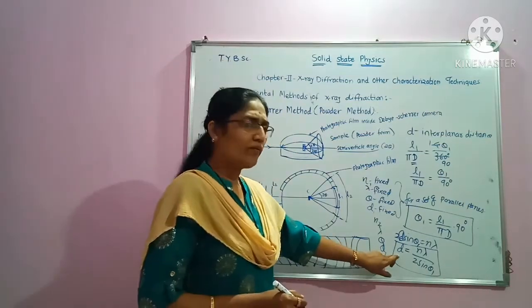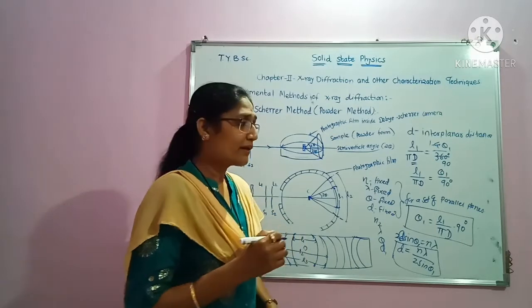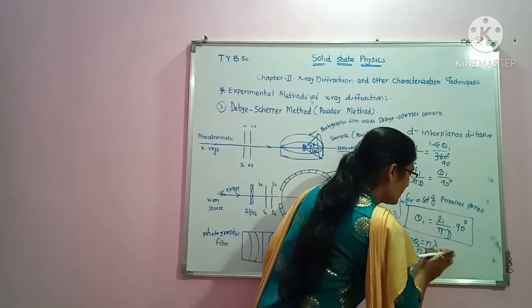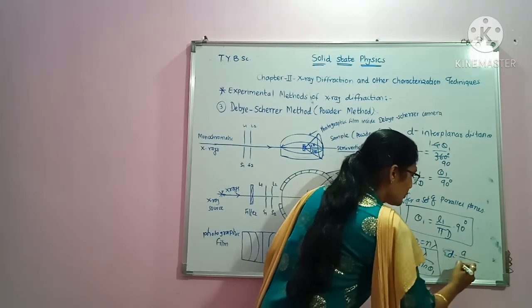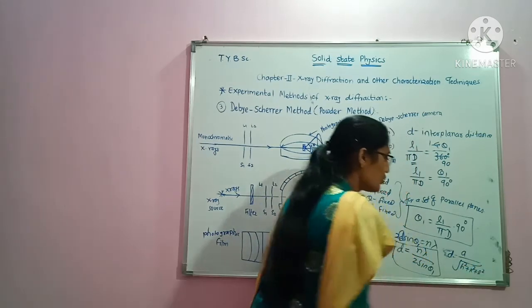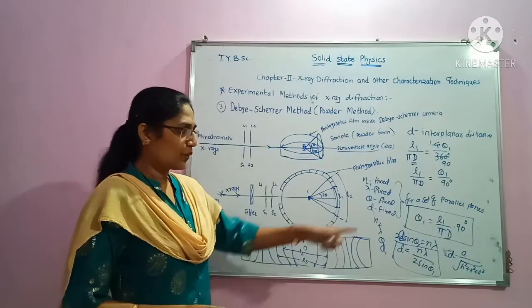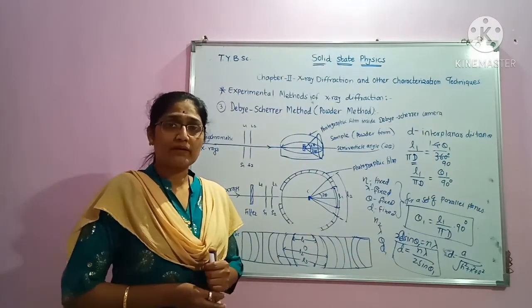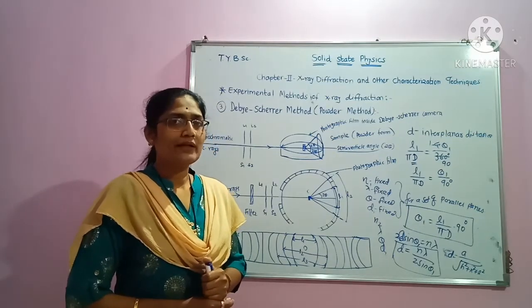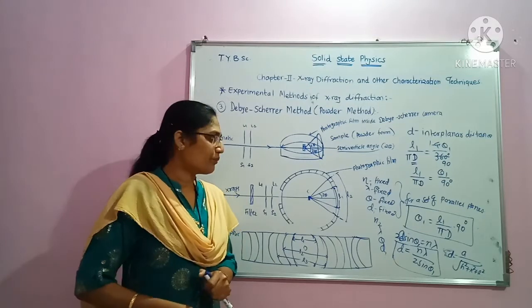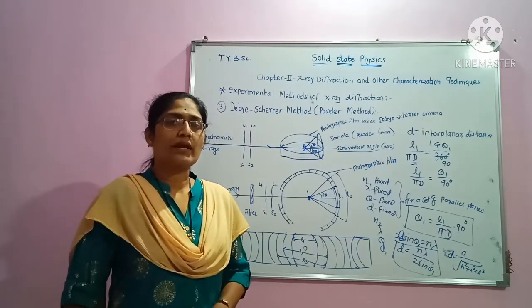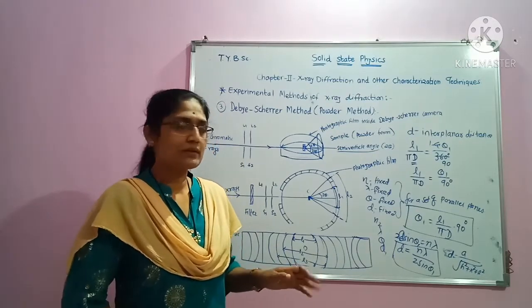Now we know that d value may vary, but the characteristic value is the a value, and we know that d is equal to a upon square root of h square plus k square plus l square. So after that one can find out the value of a, which is the characteristic of the material, and hence the powder diffraction method is widely used to study whether the material is in single crystalline form or it is in polycrystalline form.